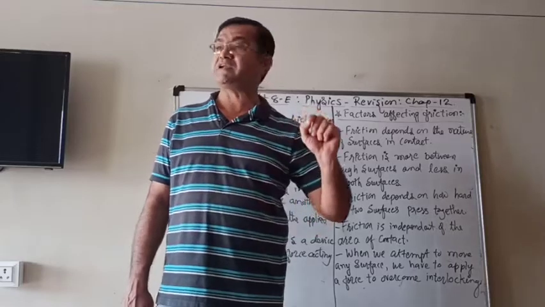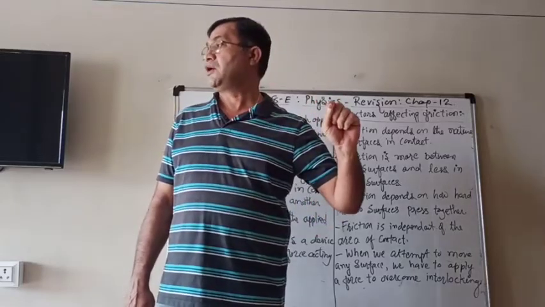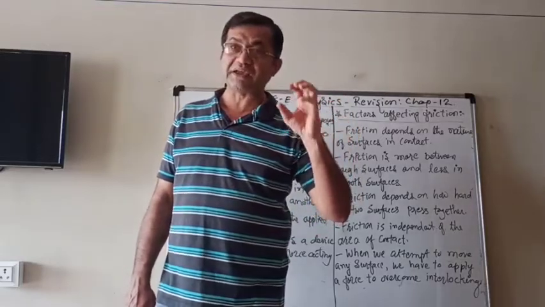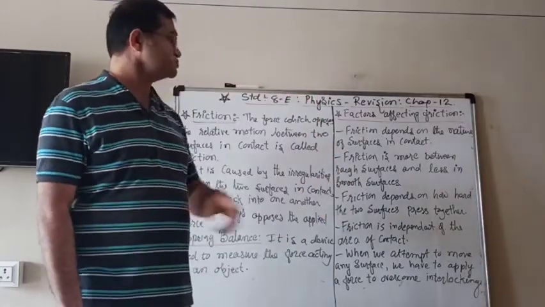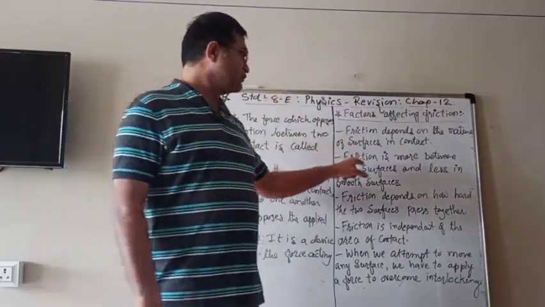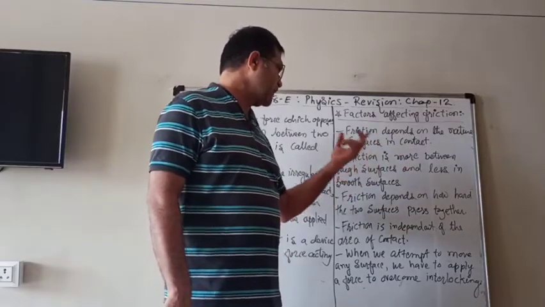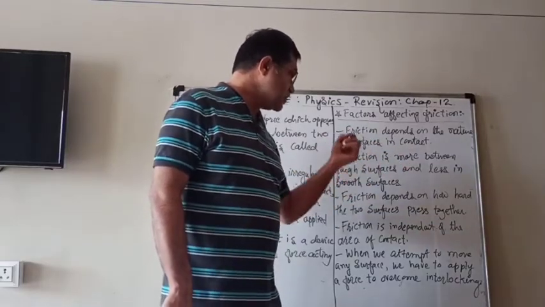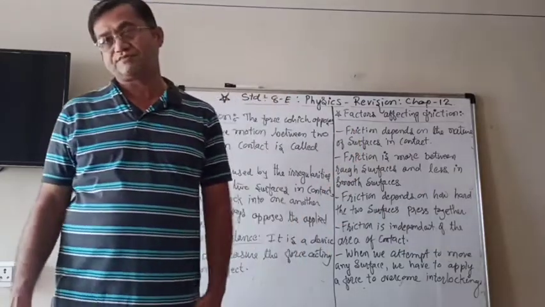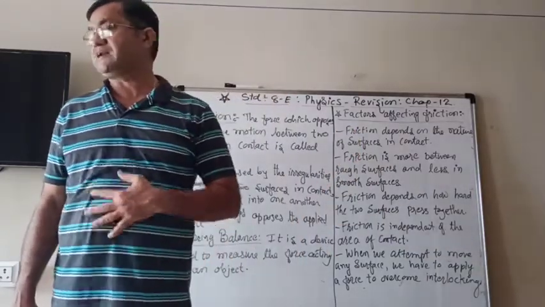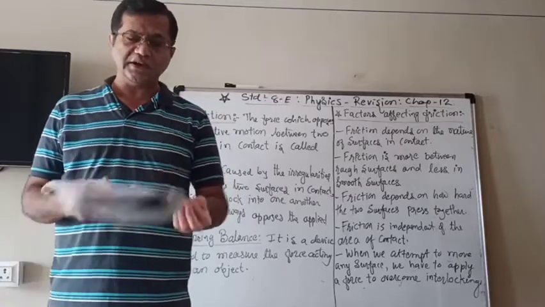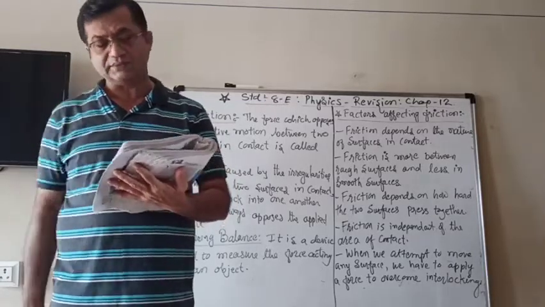So it depends on the nature of the surfaces that are in contact. Second thing, friction is more between rough surfaces and less in smooth surfaces. To understand that, let us understand with an example.